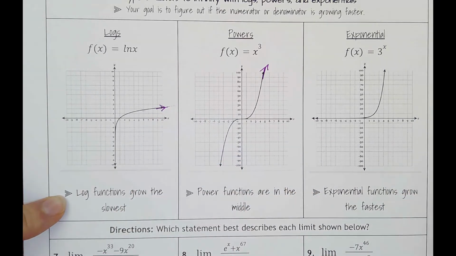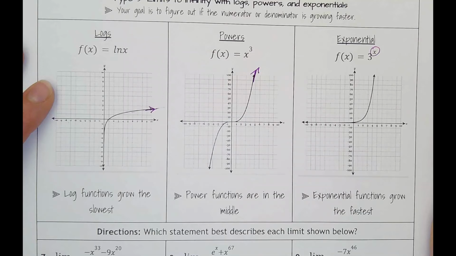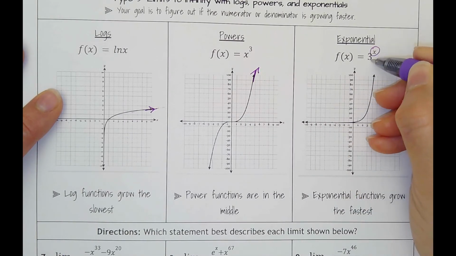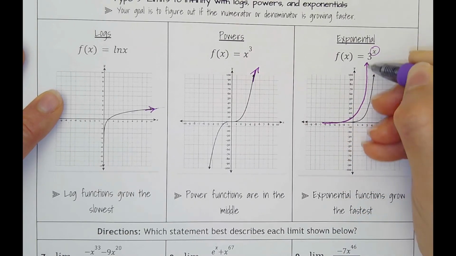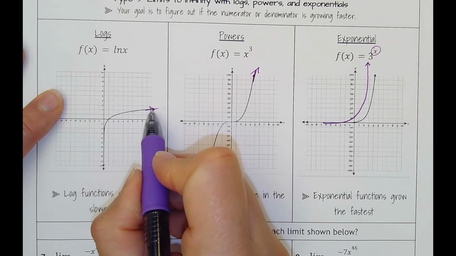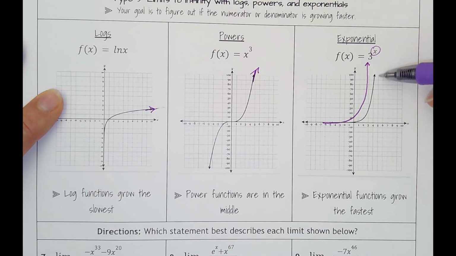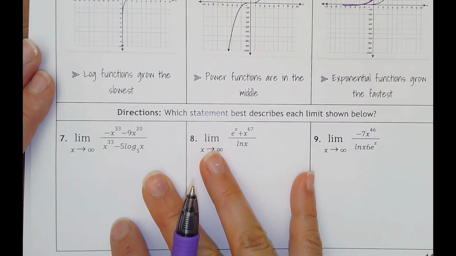And then exponentials grow the fastest. An exponential is when you have x as a power. So you see this going like this. When you change the base, it gets steeper and steeper. So I'm looking at this becoming almost a vertical line. The log is almost horizontal, which means it's slow. The power is angled in the middle. And the exponential becomes almost vertical, which means it's growing the fastest. So that's what you're trying to decipher and find out.